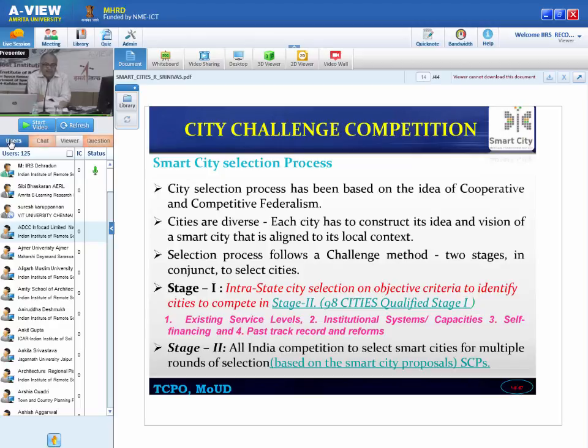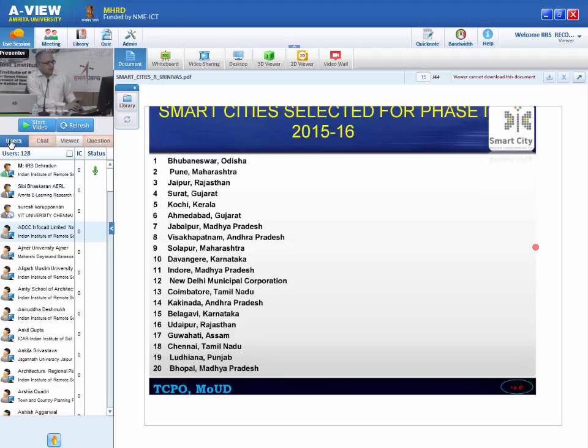Based on these parameters, the stage 1 competition was held, and it was completed last year itself. By December it was completed, and the stage 2 competition was held at the central level. That was an all India competition to select smart cities through multiple rounds of selection based on the smart city proposals. All these cities were supposed to submit smart city proposals. Almost 98 cities which qualified the first stage had submitted smart city proposals. And based on the smart city proposals, the second stage competition was held.